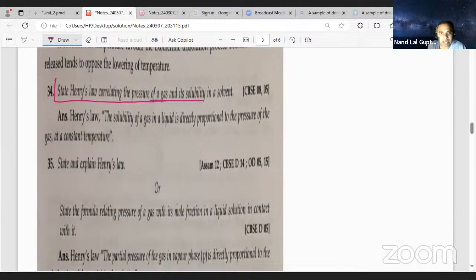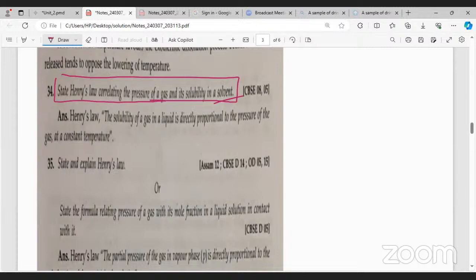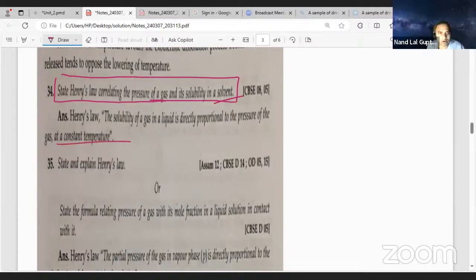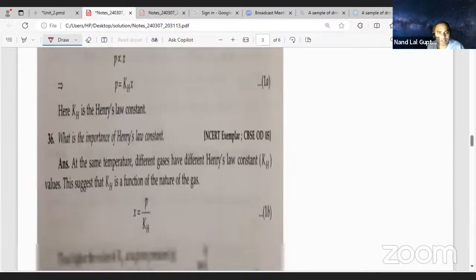State Henry's law, correlating the pressure of a gas and its solubility in a solvent. How can you correlate? Directly proportional, at constant temperature. You can see that every year this Henry's law is being asked.